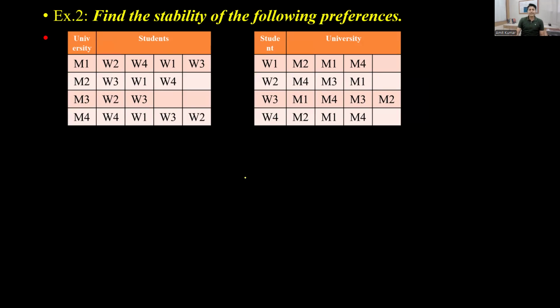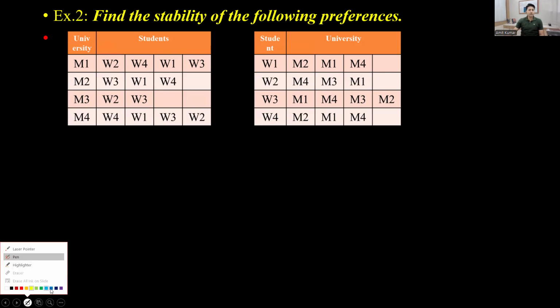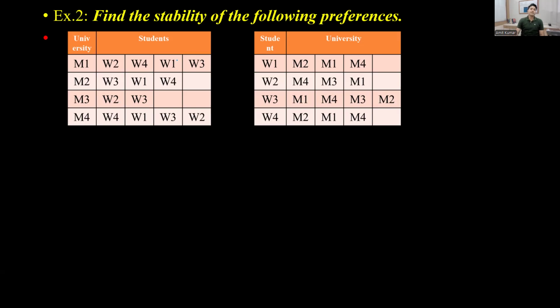So let us try to find the stability for this problem. Over here, we are also supposed to do the same thing. Here some M1, M2, M3 is given, and their preferences for W1, W2, W3, and W4 is given. So let us try to solve it. The first preference of M1 is W2. So M1 proposes to W2 and W2 accepts this proposal because this is the first proposal W2 received.